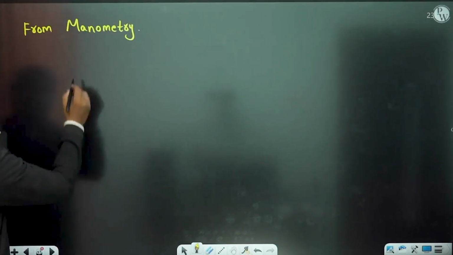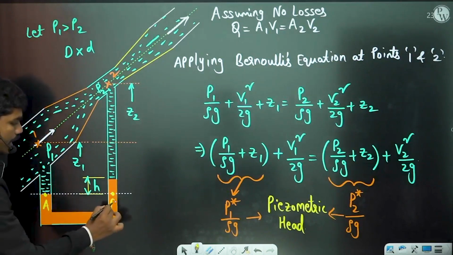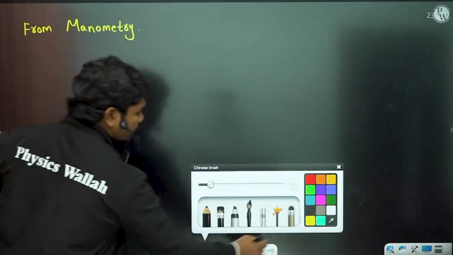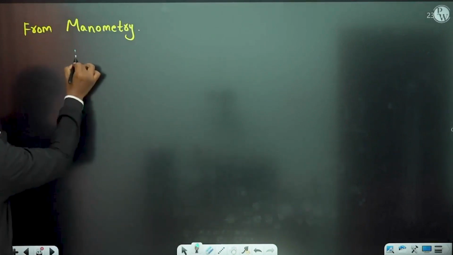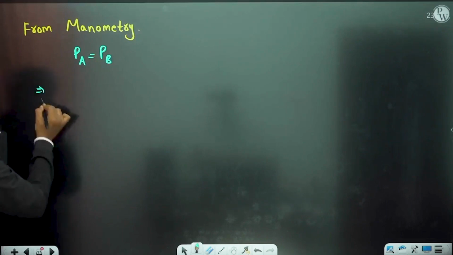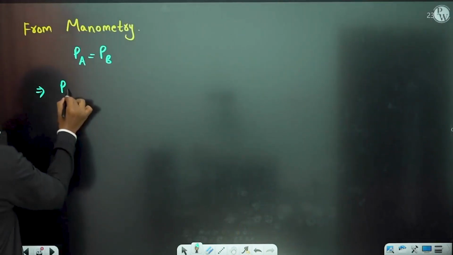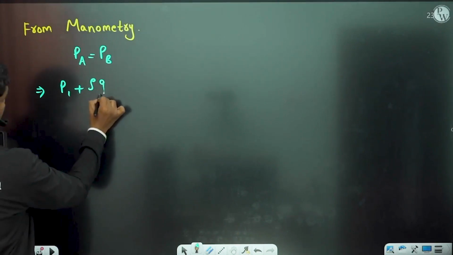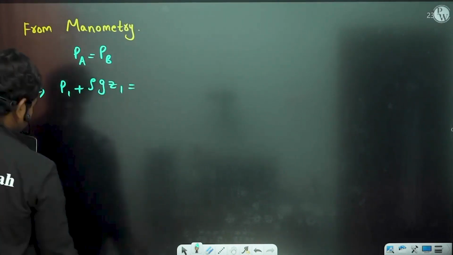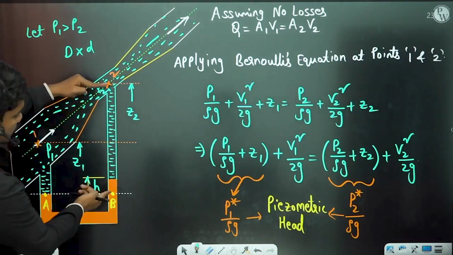From manometry, if you call these points A and B, PA is equal to PB. So what is PA and PB? From manometry, PA is equal to PB. PA is nothing but P1 plus rho g z1. So P1 plus rho g z1 is equal to, at this point PB, the pressure is P2 plus rho g (z2 minus h).